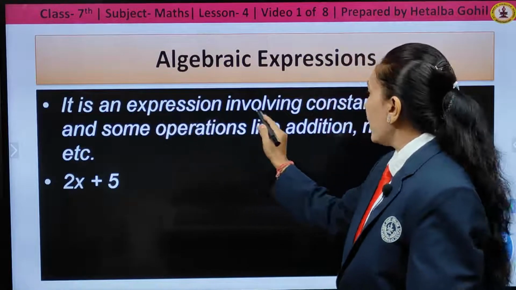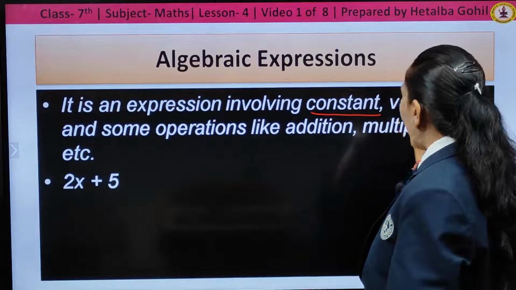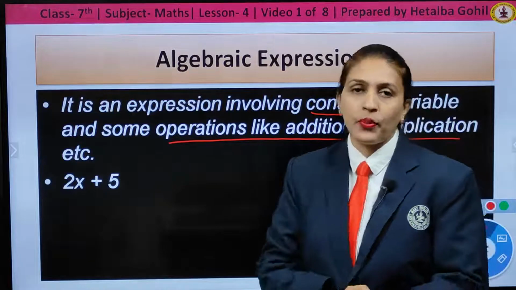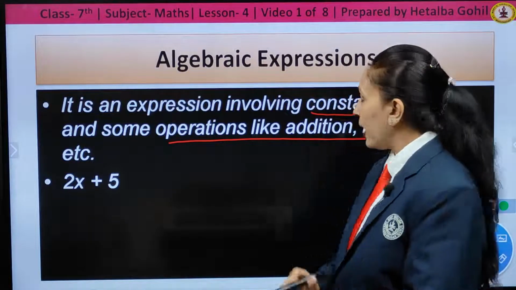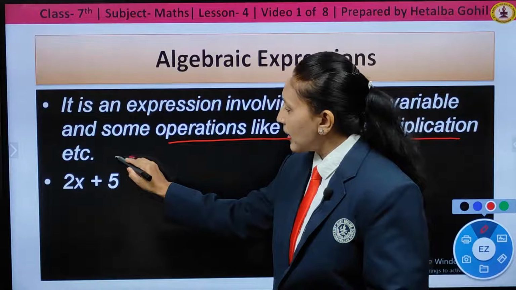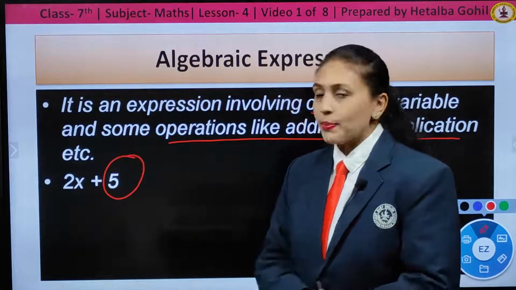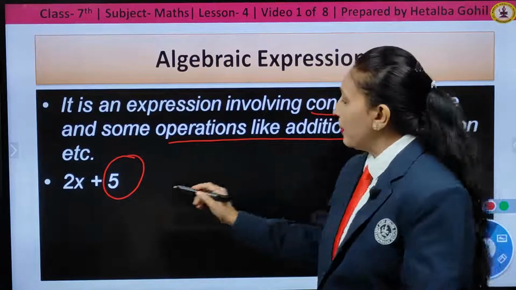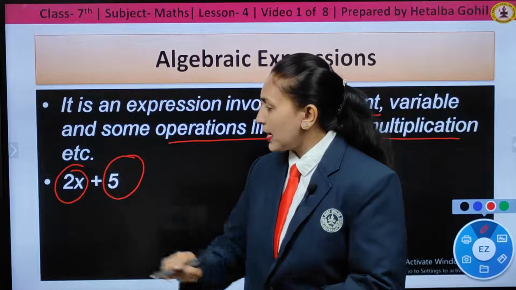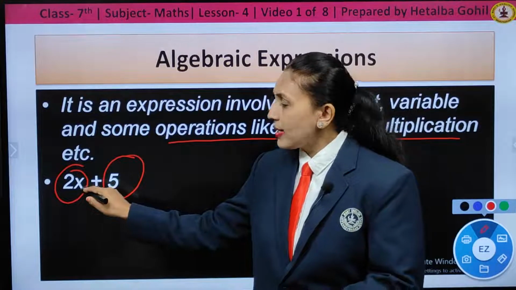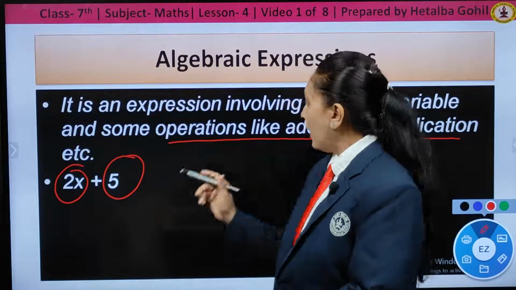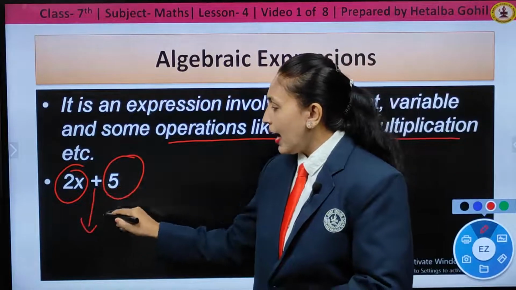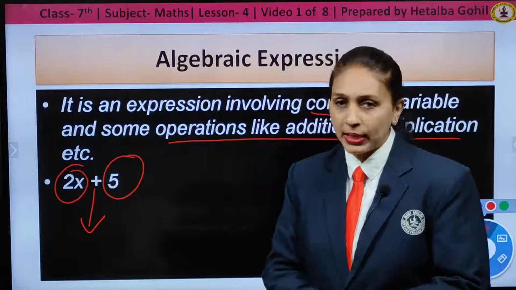An expression involving constants, variables and some operations like addition, multiplication, subtraction and division. Okay, it has constant numbers. One example I have given is 2x plus 5, where 5 is a constant number, children. A variable is another term I have used in this expression, 2x, where x is a variable. And as I told you, it involves operations also, operation in the sense addition, subtraction, division and multiplication.